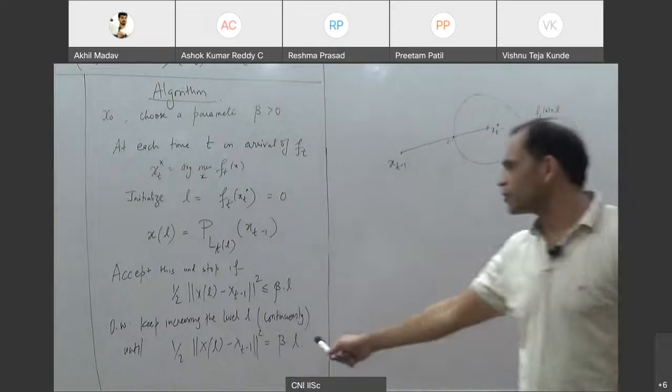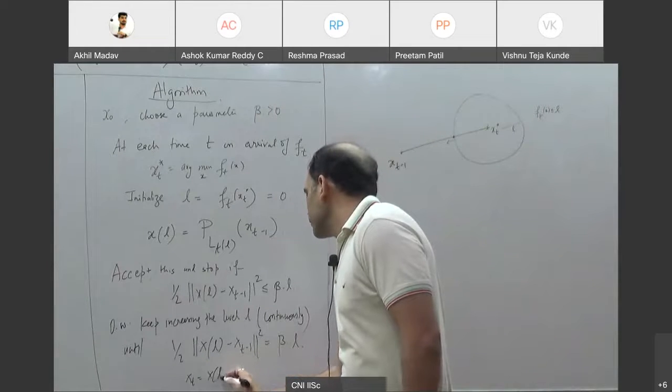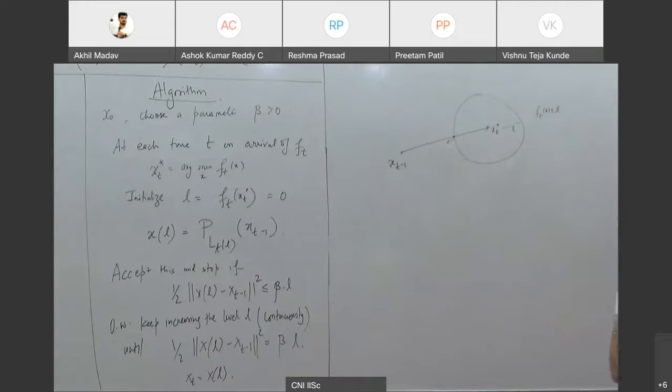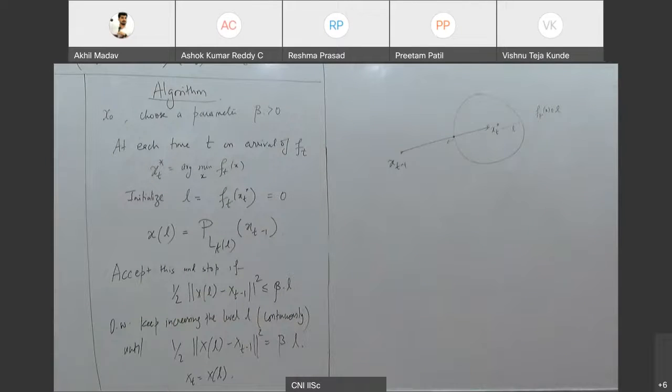And as soon as this happens, stop and XT equal to XO. That's my algorithm's output for time t. This is one way of writing this out. What really is happening is, I am sitting at XT minus 1. I am willing to move to point XT such that the movement cost is some beta function of my suboptimality cost. So, I'll choose carefully the beta from which I can prove my guarantee.